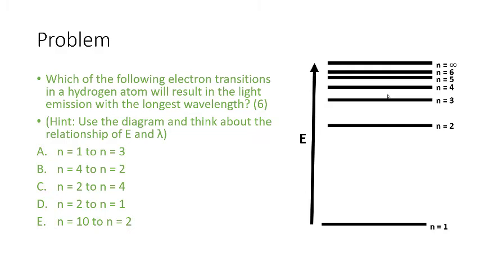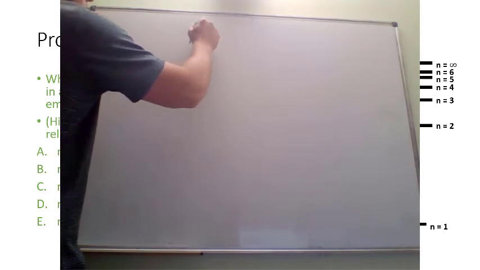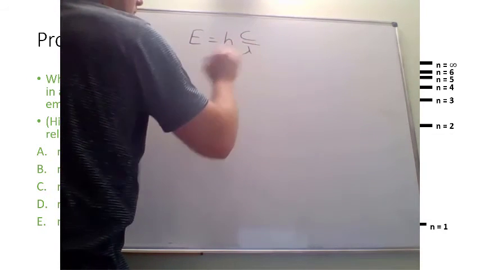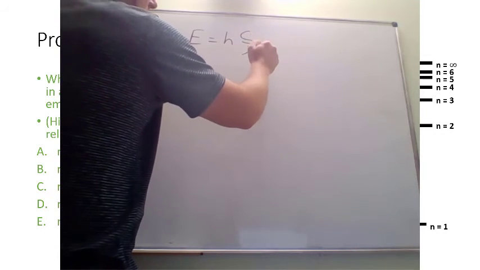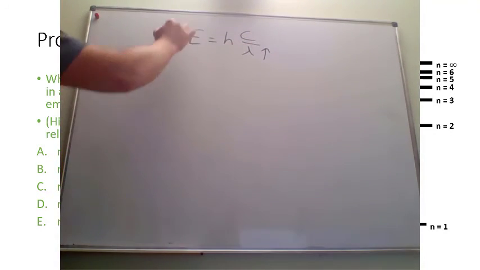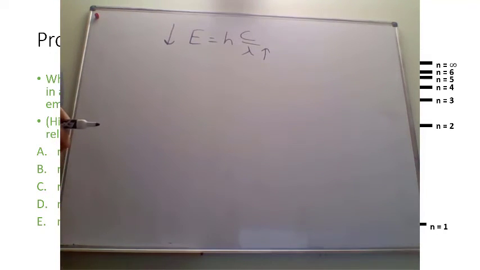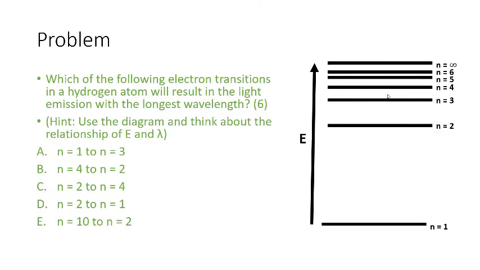Okay, so if we are thinking about finding an emission with the longest wavelength, so if E is equal to hc over lambda, the longest wavelength means the largest number in the denominator, which means the smallest energy. So if we're looking at our different transitions, going from 1 to 3 is an excitation, so that's not considered an emission. So A cannot be true.